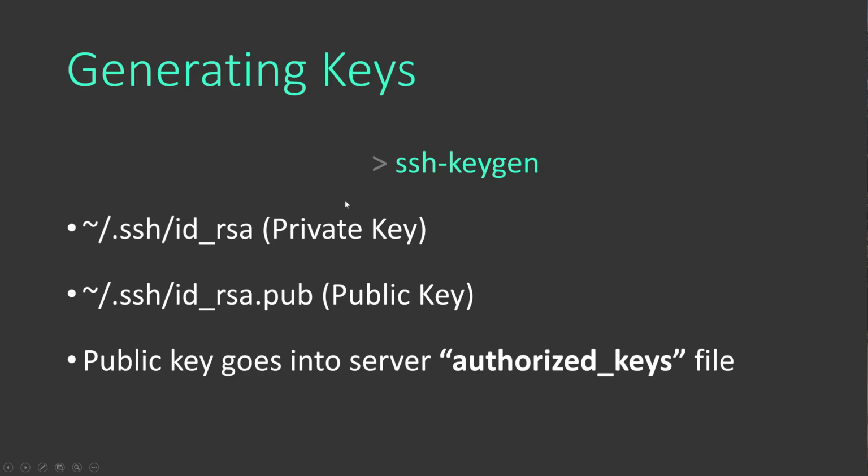Now on your server, you'll also have a .ssh folder, or you'll create one if it doesn't have one yet, and then you'll have a file in there called authorized_keys, and that's where your public key goes. That's how the server knows if the machine that you're logging in with actually is authorized to do so. And I'm going to show you how to do all this, so don't worry if this is confusing.